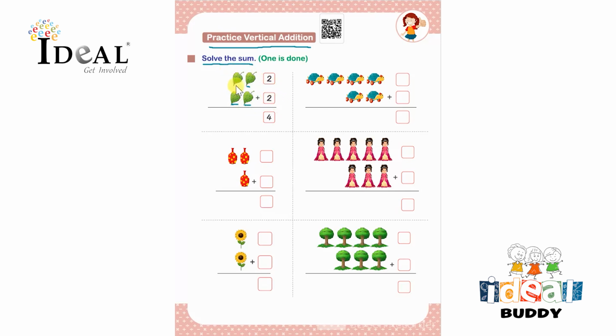Then they will be adding 1, 2, 3, 4, or on their fingertips, 2 plus 2 equals 4. Here there are 4 tortoise given. After that, again 2 tortoise given. So 4 plus 2 is equal to 6. After that there are 2 objects given over here and 1 object, that is 2 bottles plus 1 bottle equals 3 bottles in all.